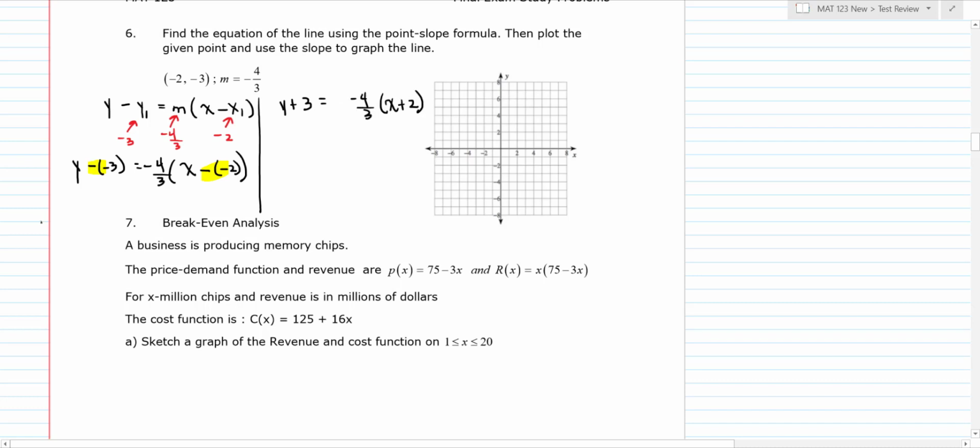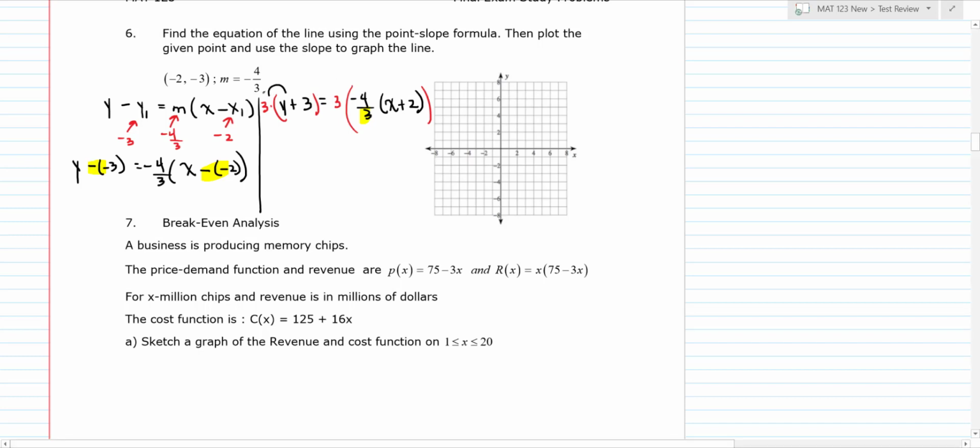Now you want to solve this for y. The best way to solve this for y, to me, the easiest way, is to get rid of that fraction so you don't have to worry about it. So what I'm going to do is multiply both sides by 3. And if you do that the correct way, you will get rid of all your fractions then. Okay, so the way this works is like this.